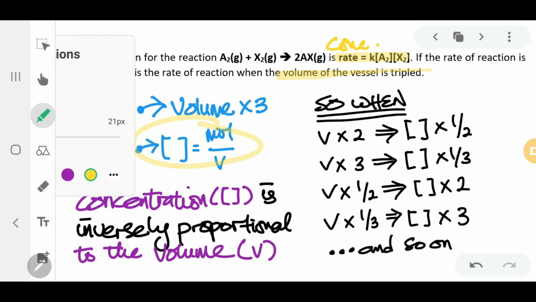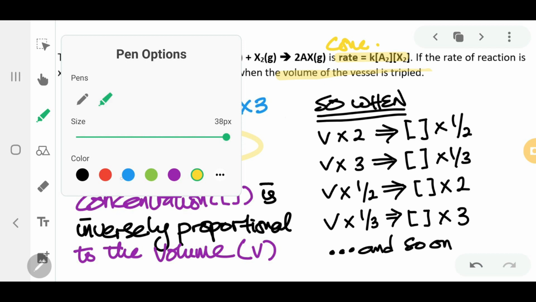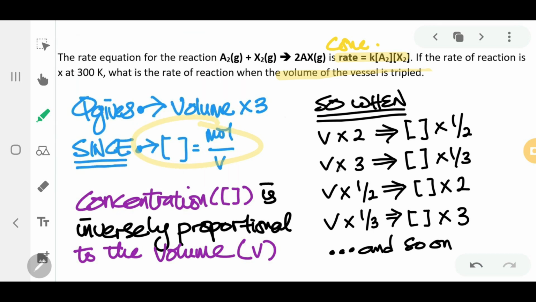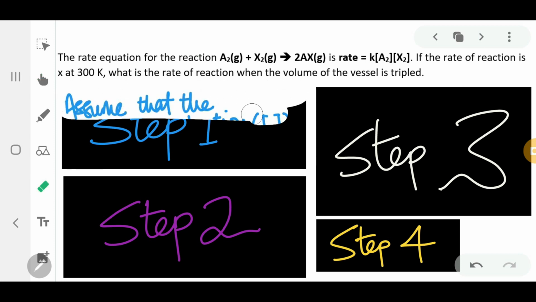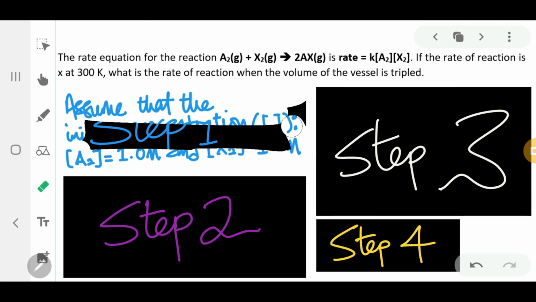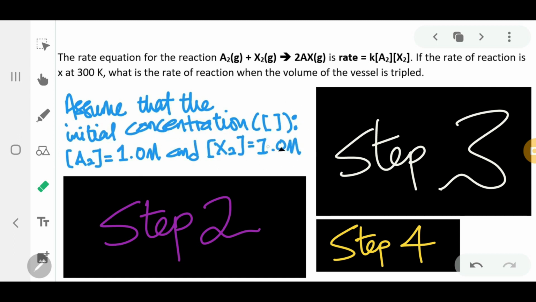So for this particular exercise, we are focusing on tripling the volume. So now the concentration will be times 1 over 3. Step number 1: you need to assume that the initial concentration is 1.0 for both of them. That is the assumption that you need to make.